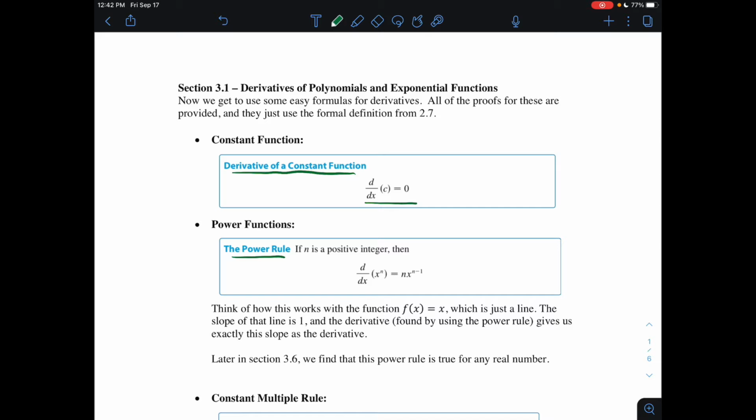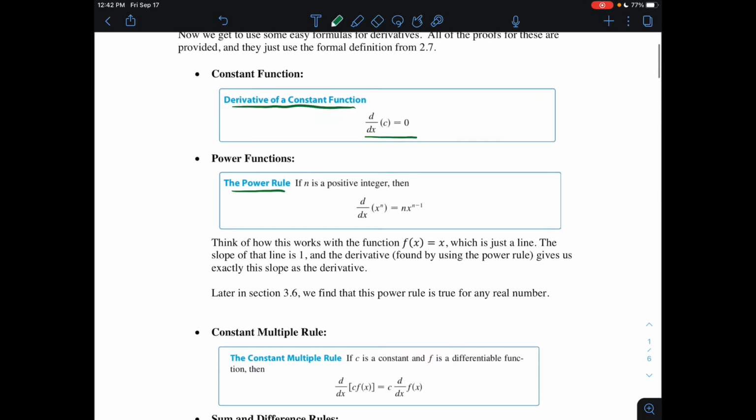So we also saw some other examples of this, like if we had a linear function f of x equal x, that's just a line. The slope of that line is 1, and the derivative, found by using the power rule, gives us exactly this slope as the derivative. So that's a very specific case of the power rule. Later in section 3.6 in this chapter, we will find that the power rule is actually true for any real number. So we don't have to just restrict it to a positive integer.